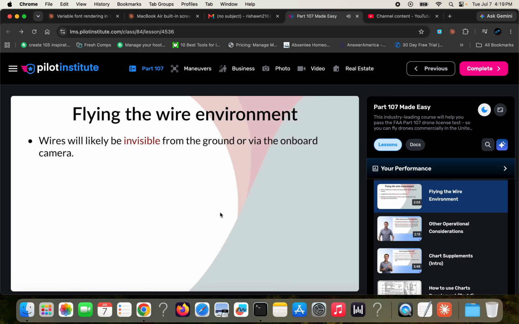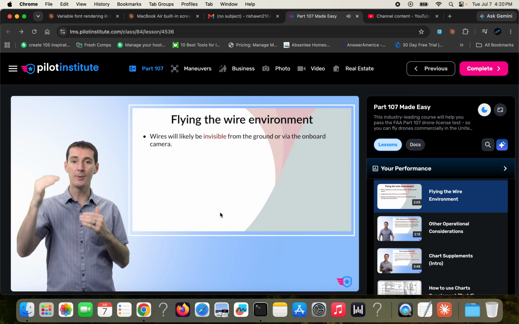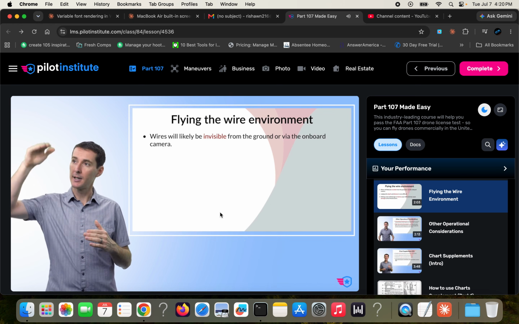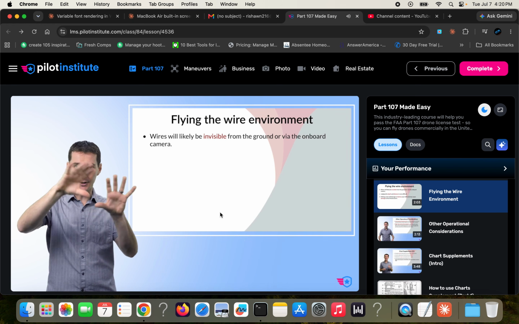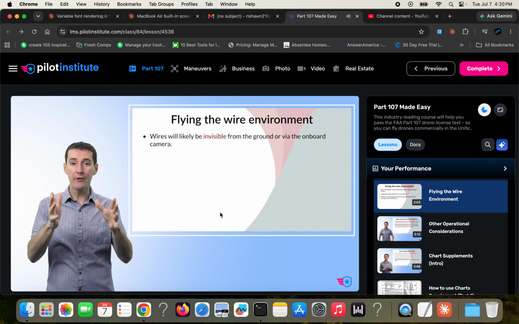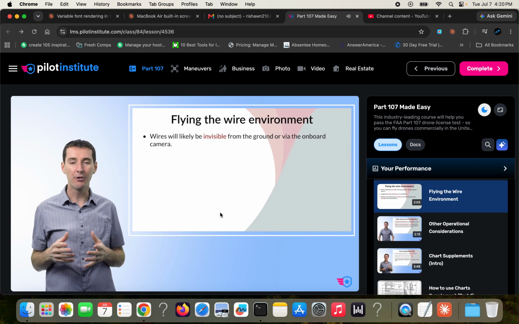If you think about power lines, power line wires are really small in relationship to everything else. And depending on the contrast, you may not be able to see them. If you're a little bit higher than the wires and the camera is oriented down and there's a background that's pretty dark behind it, you're not going to see the wire. Even if it's against a very bright background like the sky, you may still not be able to see it. So this is what we call flying the wire.